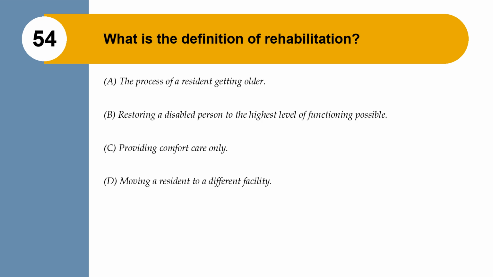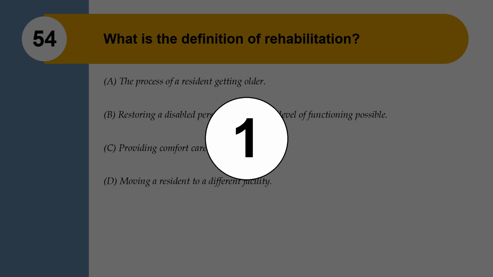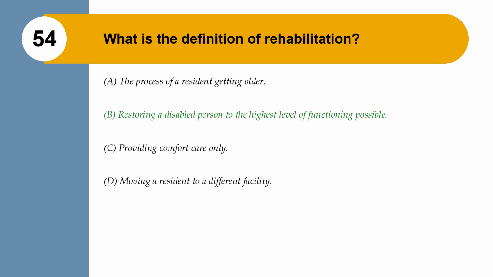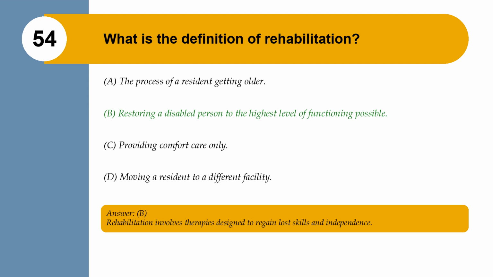Question 54. What is the definition of rehabilitation? Option A, the process of a resident getting older. Option B, restoring a disabled person to the highest level of functioning possible. Option C, providing comfort care only. Option D, moving a resident to a different facility. The correct answer is option B, restoring a disabled person to the highest level of functioning possible. Explanation. Rehabilitation involves therapies designed to regain lost skills and independence.